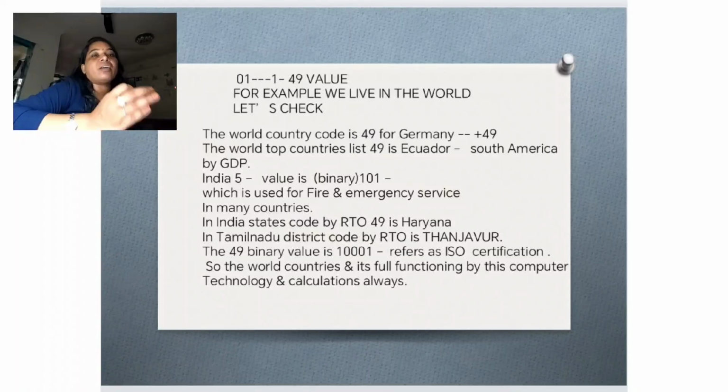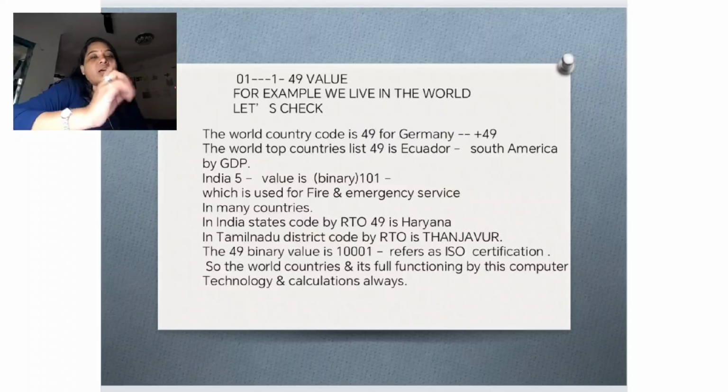And in the world's top countries list, 49 is Ecuador, which is located in South America. All the countries are listed according to GDP, gross domestic product. We apply this methodology in making the list, for example the top 50 countries or top 100 countries. This is just an example I am giving you.